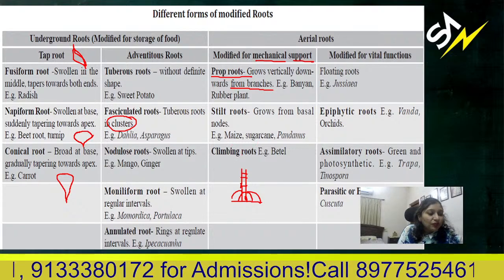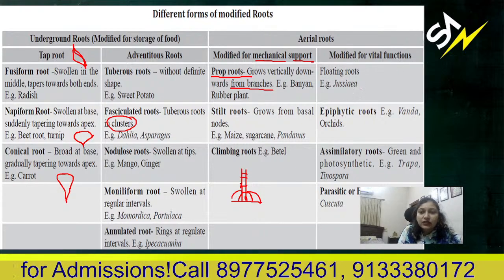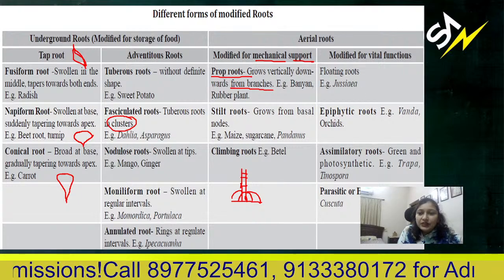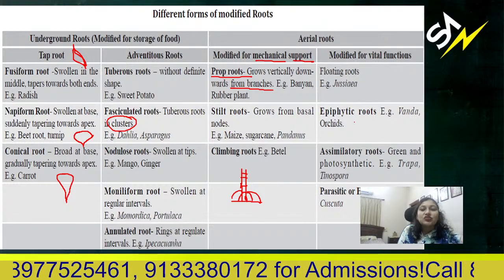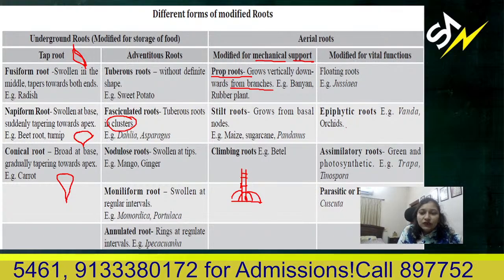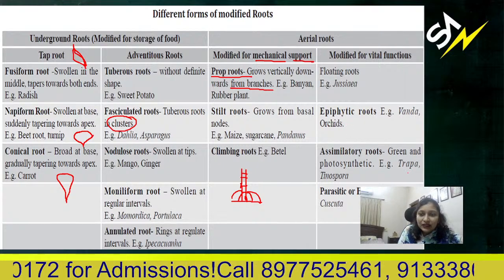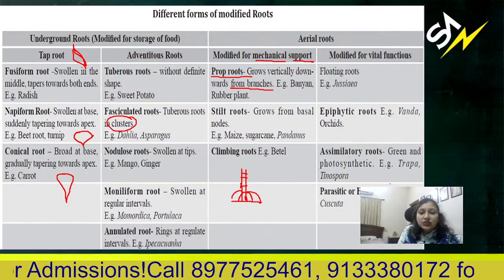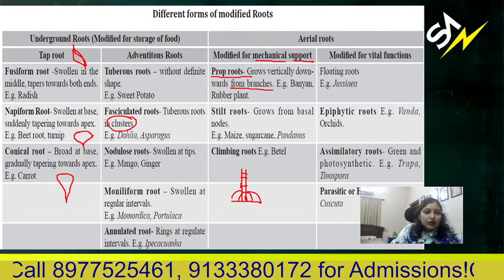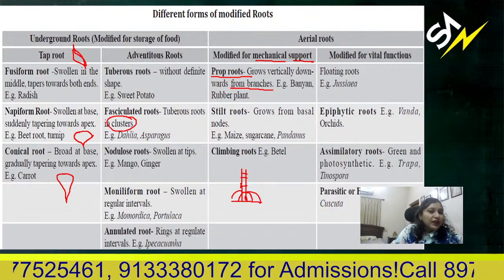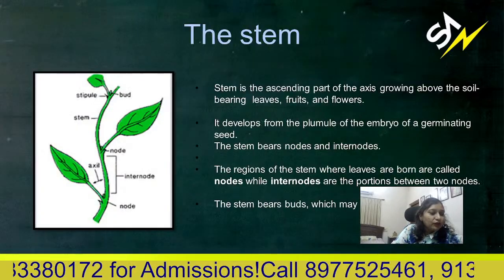Climbing roots in case of betel. Then modified for vital functions, like floating roots in Jussiaea and epiphytic roots. These are also known as velamen roots. They are for absorbing extra moisture, like in orchids. Then assimilatory roots, green and photosynthetic, like Trapa, and parasitic or haustorial roots in Cuscuta. These are different forms of modification of roots. Now it's about stem. I hope, guys, everything is clear for the root system.